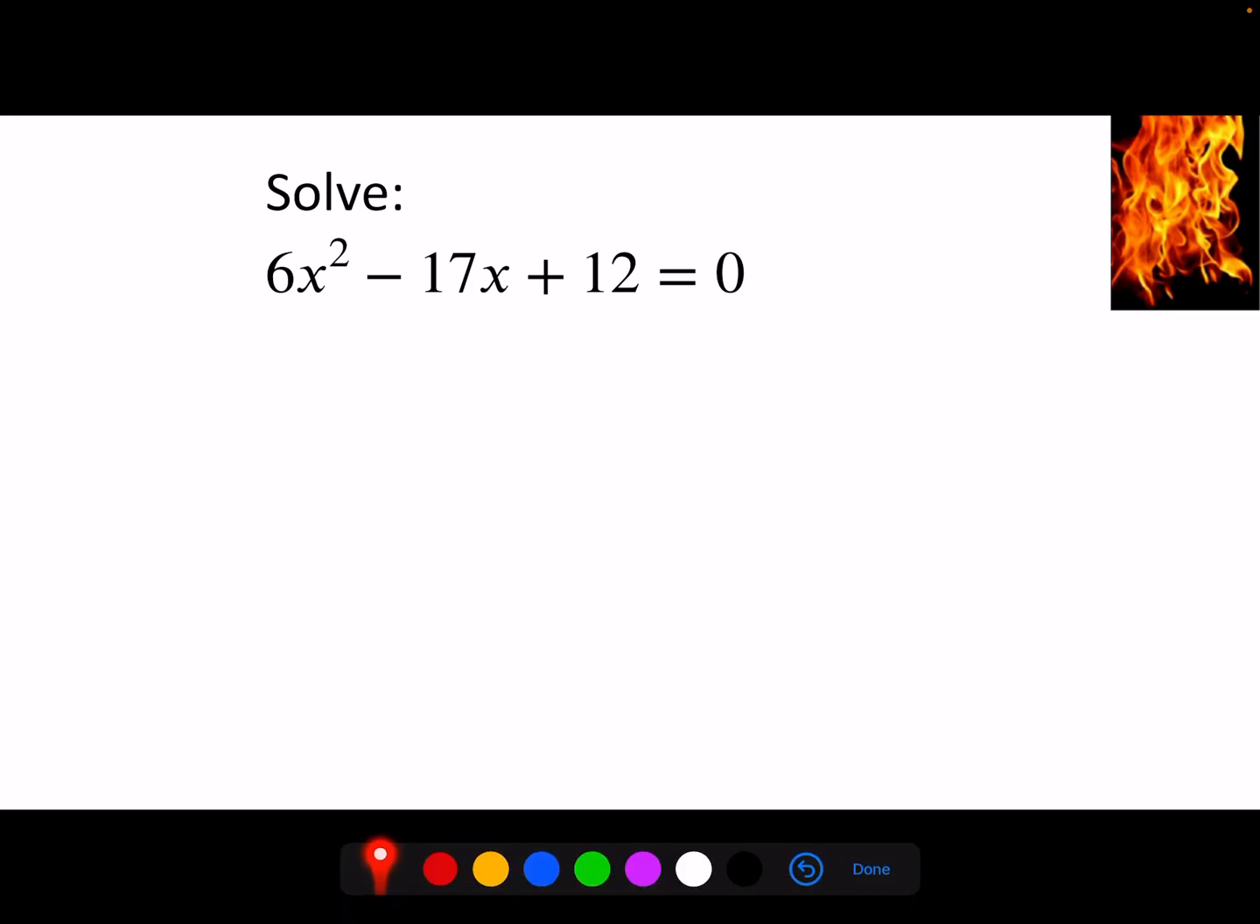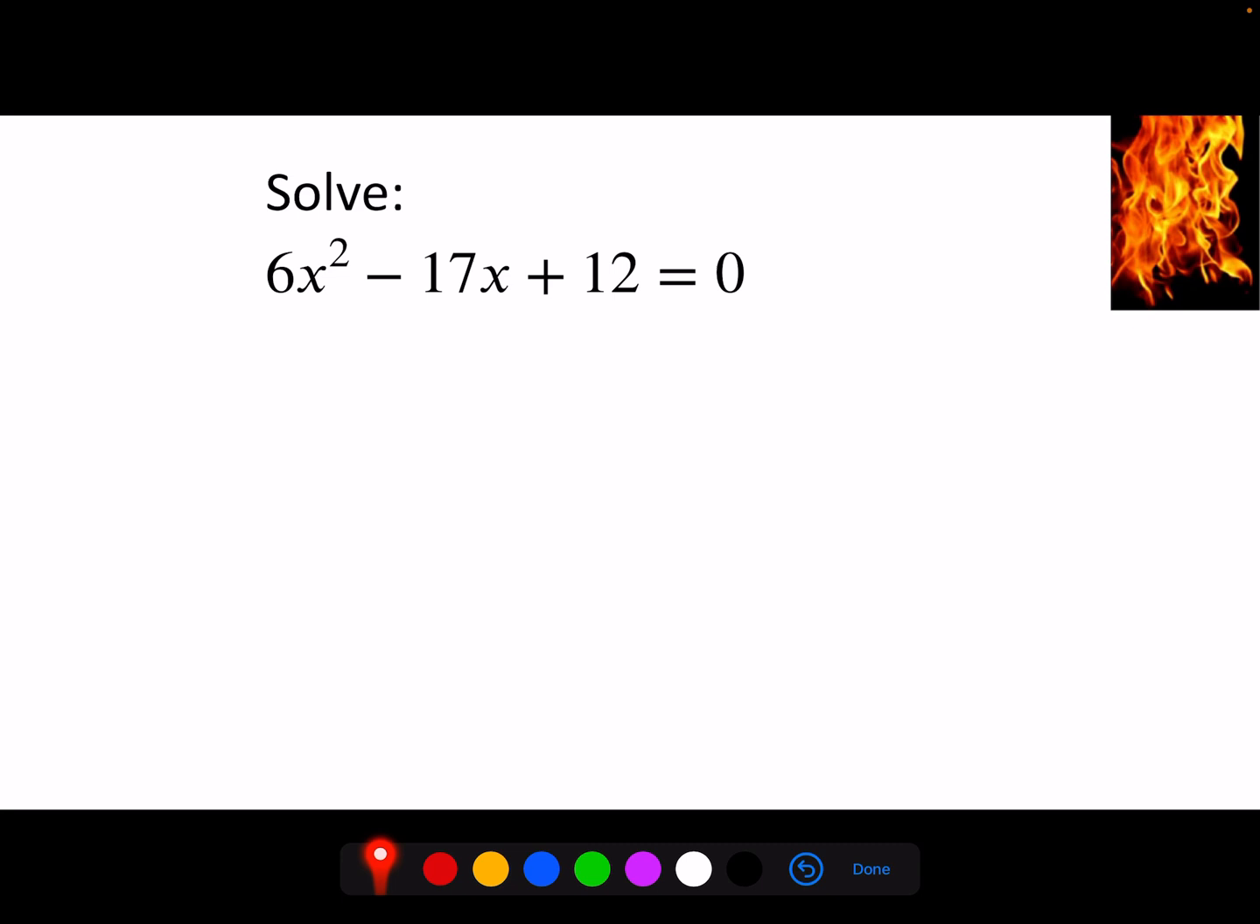So the first thing that we do with these is we look for a GCF between all three terms. So any numbers that go into all three evenly besides 1. And there aren't any GCFs here. So we don't even need to do this step, but of course we always want to check because if we can, then it will save us some time.